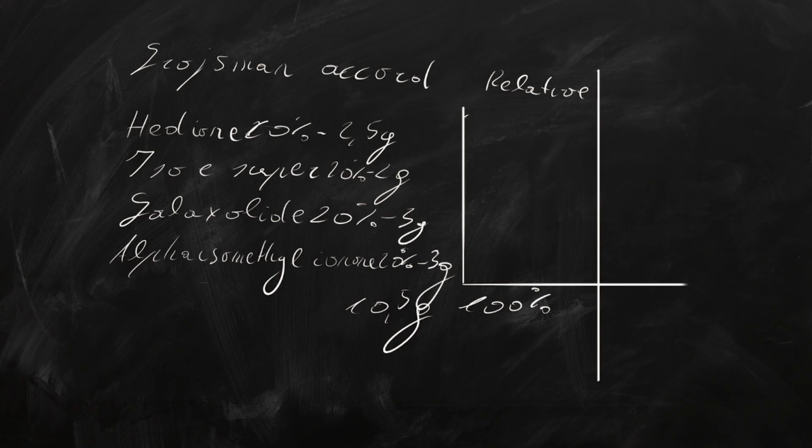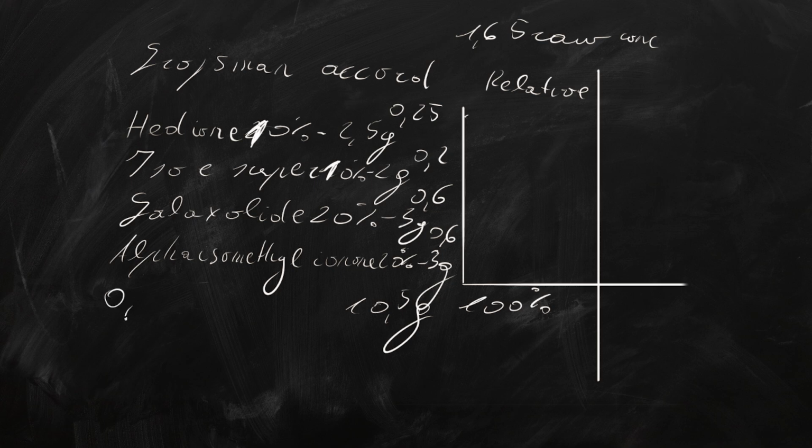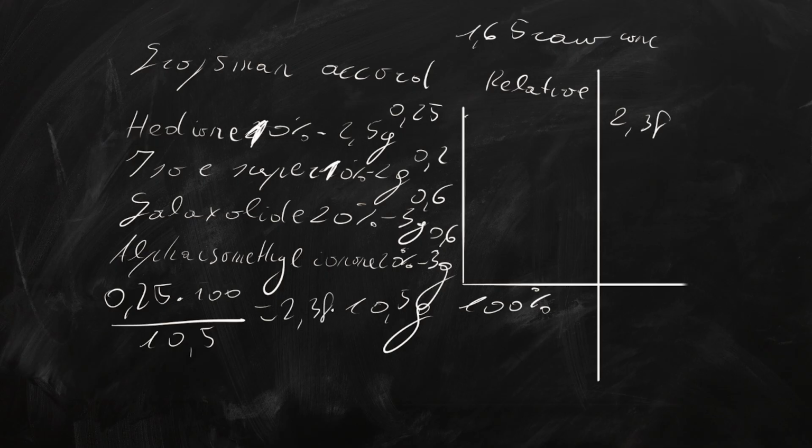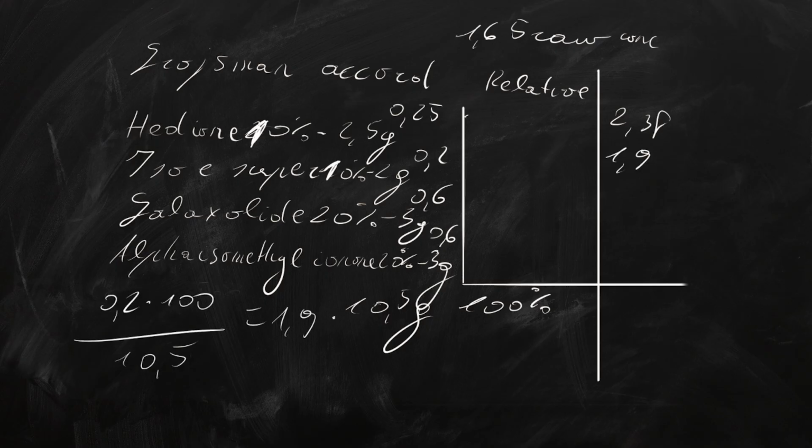We have 10% here. We will calculate it again. So here of raw material, we got 0.25. Here we got 0.2. Here we got 0.6. We got here 0.6. So all in all of raw materials, we have 1.65 raw. That is our concentrate. And from that, we calculate our relatives and absolutes. So here 0.25 multiplied by 100, divided by 10.5, and that's the way we calculate our absolute amount here, 2.38. We calculate the other one, 0.2 by 100, divided by 10.5. Then we get here 1.9.